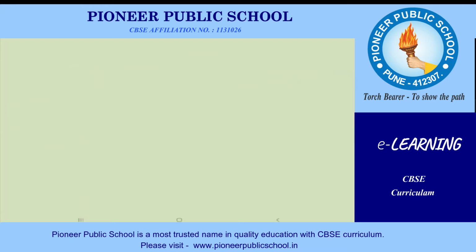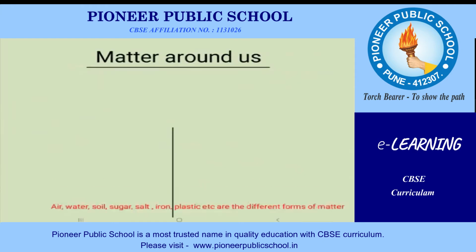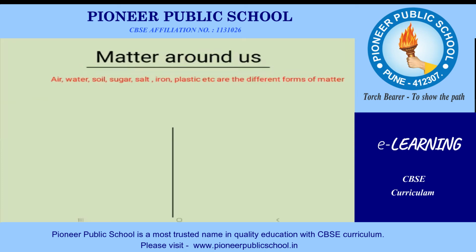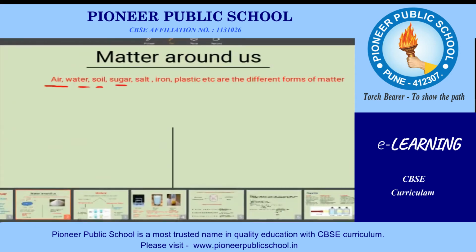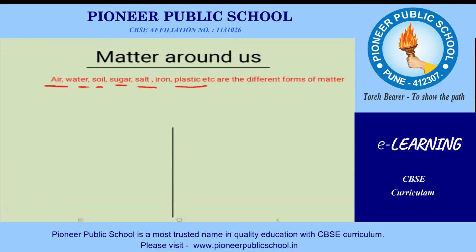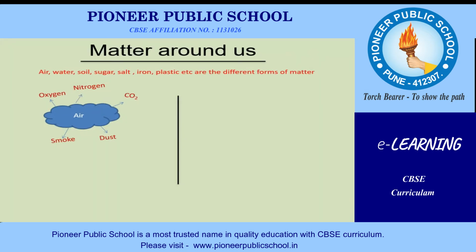Now, dear students, when we are moving around, we can see there are different types of matter present around us like air, water, soil, sugar, salt, iron, plastic, etc. These are the different forms of matter. Let's take the example of air. You know that we breathe in and out air every day. This air is made up of oxygen, nitrogen, carbon dioxide. Along with that, we have smoke and dust particles in it.